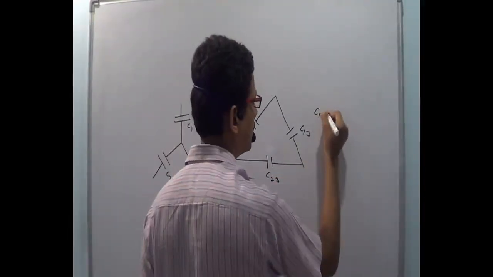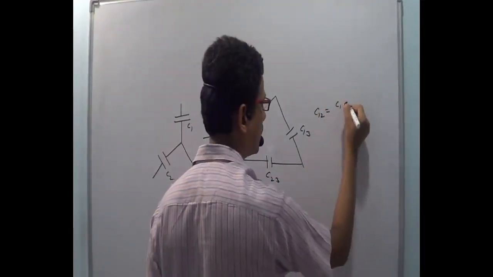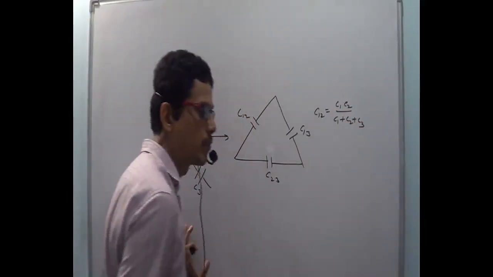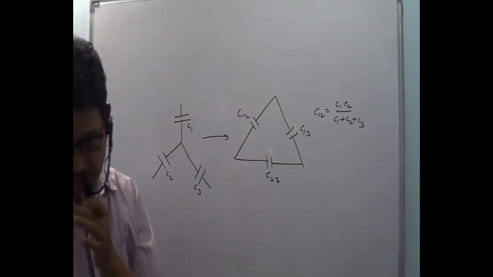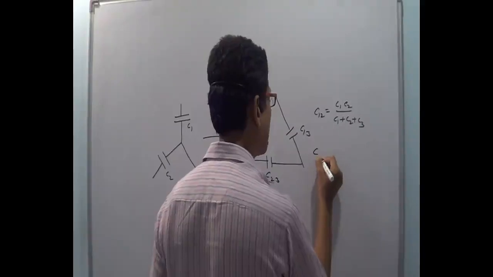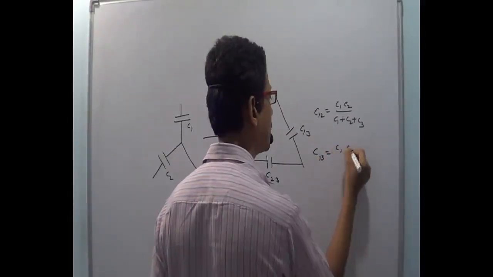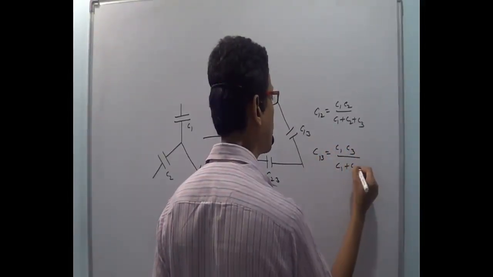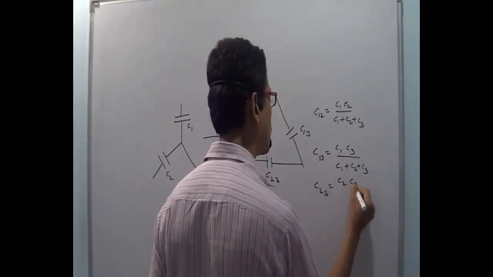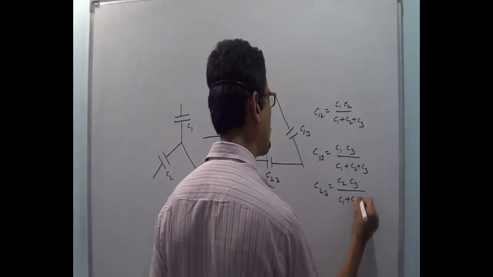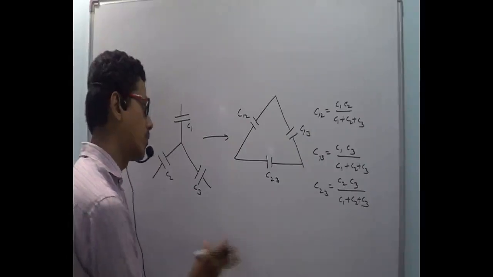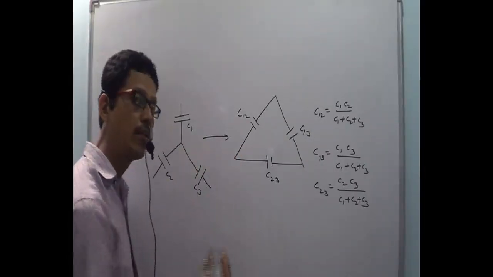C12 formula is C1 C2 by C1 plus C2 plus C3. That is the formula of C12. And tell me the C13 formula: C1 C3 divided by C1 plus C2 plus C3. Similarly C23 is C2 C3 divided by C1 plus C2 plus C3. So there are some problems where, when you convert this into that, it will be easy.